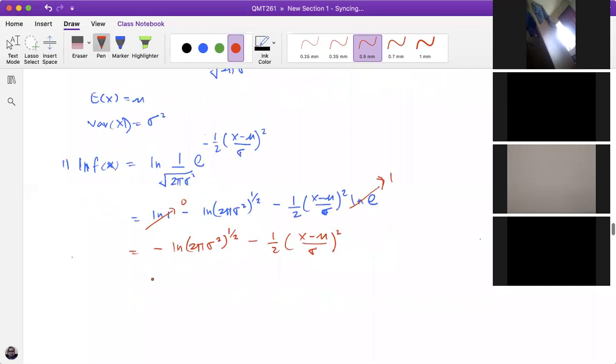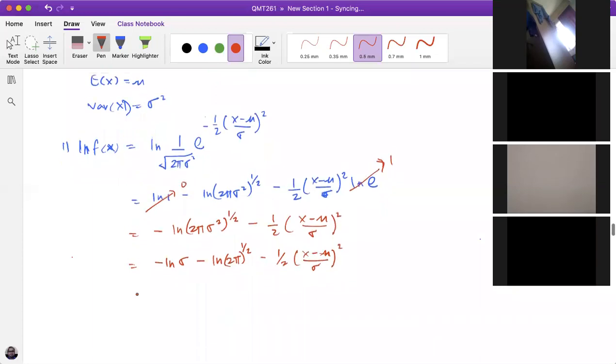Can we separate it more? Yes. It becomes negative ln sigma, minus ln of (2 pi) to the half, and this one should be minus 1 over 2 times (x minus mu divided by sigma) squared.